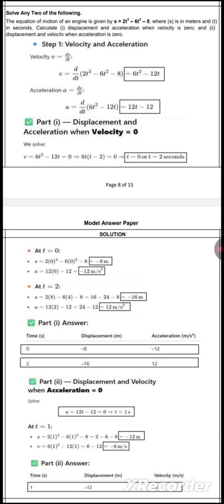S is equal to 2t cube minus 6t square minus 8, where S is in meters and t is in seconds. Calculate first the displacement and acceleration when velocity is 0, and second, the displacement and velocity when acceleration is 0.